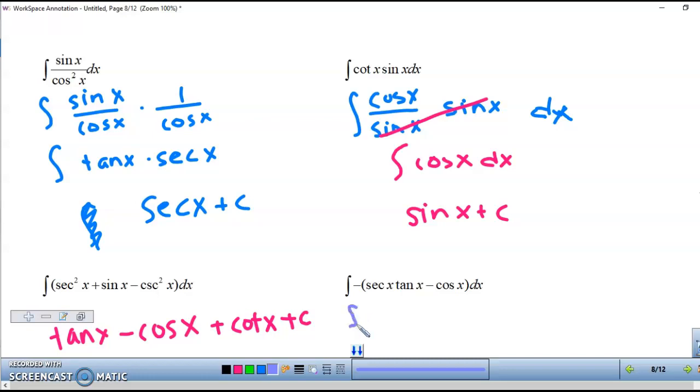We can say that this is the integral then of negative secant tangent plus cosine. Negative secant tangent will give us negative secant. Cosine is sine. And then we have our plus c.